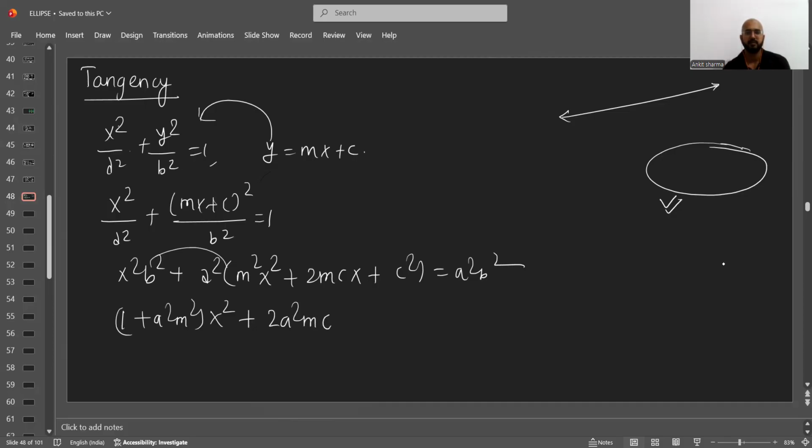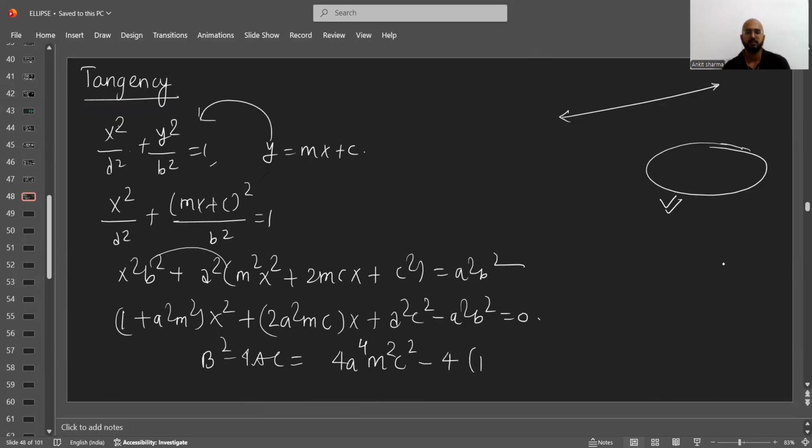I have here times x and then plus. I get a square c square minus a square b square is equal to 0. Now everything here depends upon the discriminant of this quadratic, so we'll find out b square minus 4ac. So this will give me 4a power 4 m square c square minus 4 times it is 1 plus a square m square into this, we can take a square common, so I get c square minus b square into a square.